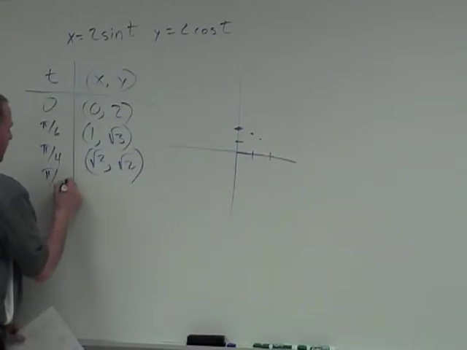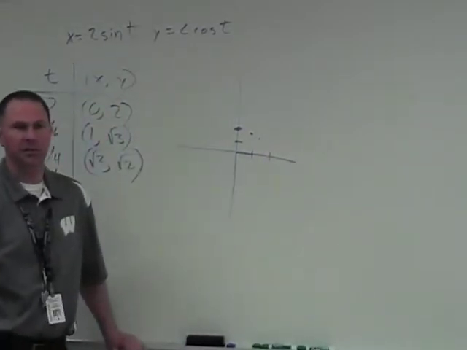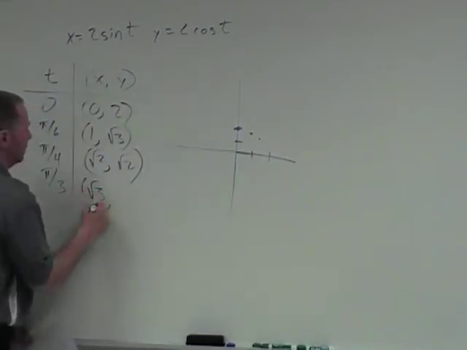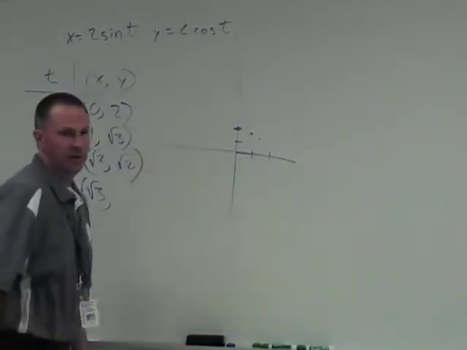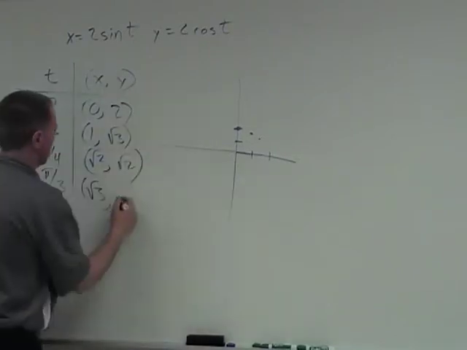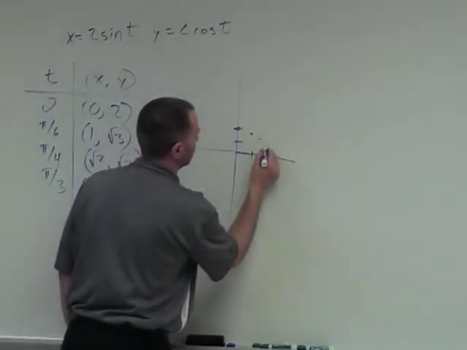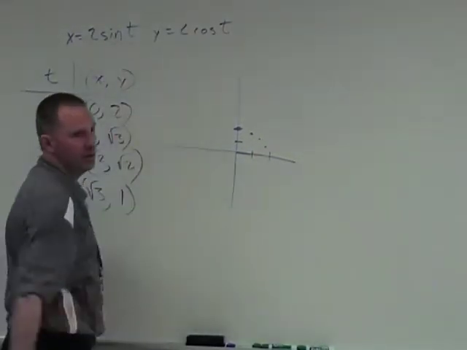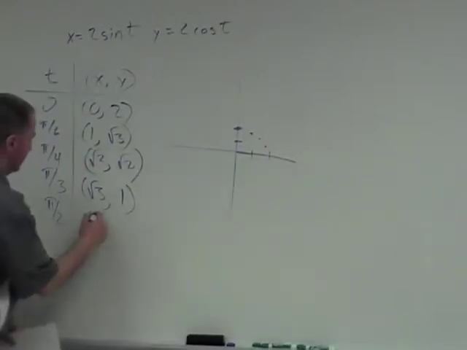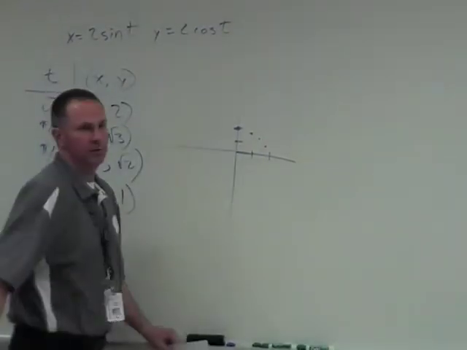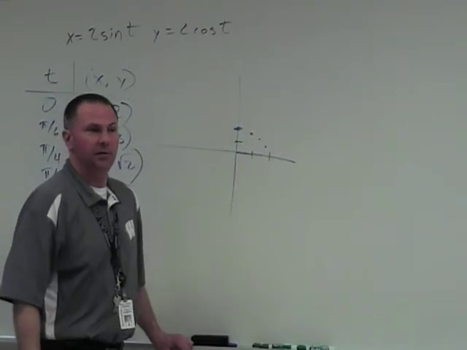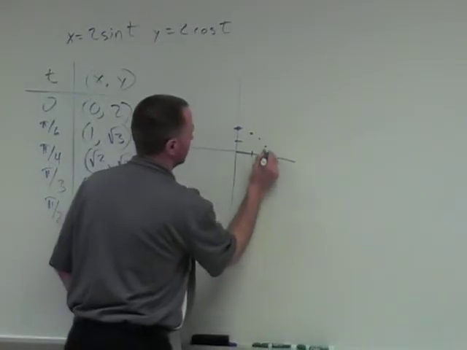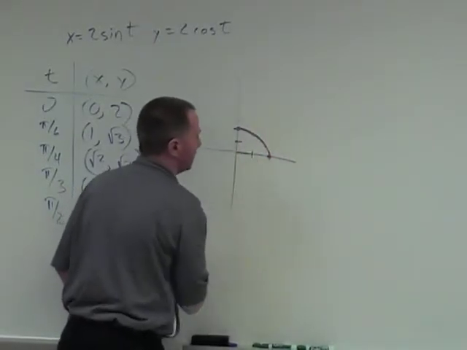And pi over 3, 60 degrees. The y value at 60 degrees: square root of 3 over 2 times 2 is the square root of 3. Notice what we have here. X value, 1/2 times 2 is 1. And this became symmetrical. Now pi over 2, 90 degrees. Y value at 90 is 1, 2 times 1 is 2. X value at 90, 0 times 2 is 0. So (2, 0), this is that part right there.